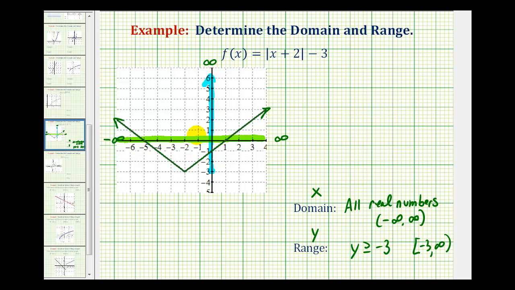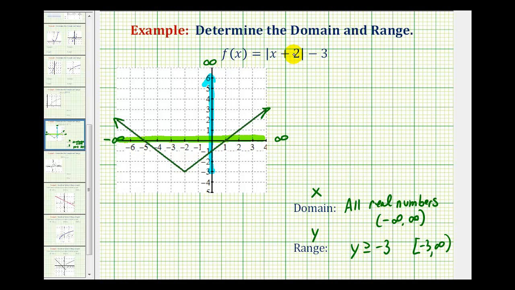Now if we didn't want to make a graph, and we knew a lot about the properties of the absolute value function, we could use reasoning to determine the domain and range. What I mean by that is we could think to ourselves, what are the possible values of x that we could use to substitute in here and then evaluate the function? And the answer is we could use any real number here, add 2 to it, take the absolute value, and then subtract 3. And that's the reason why our domain is all real numbers.